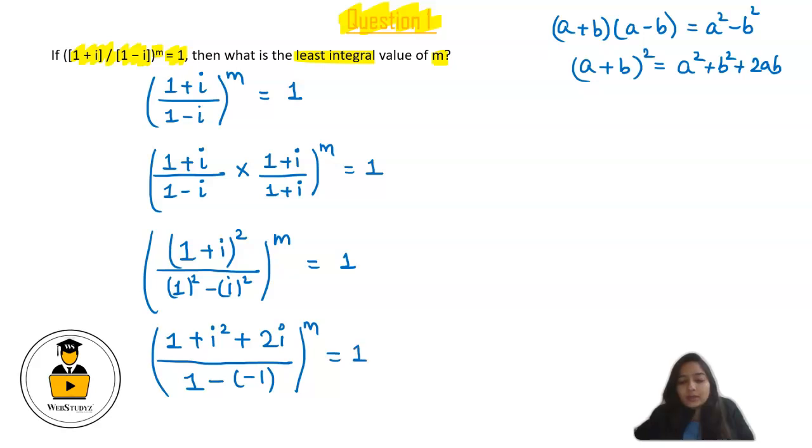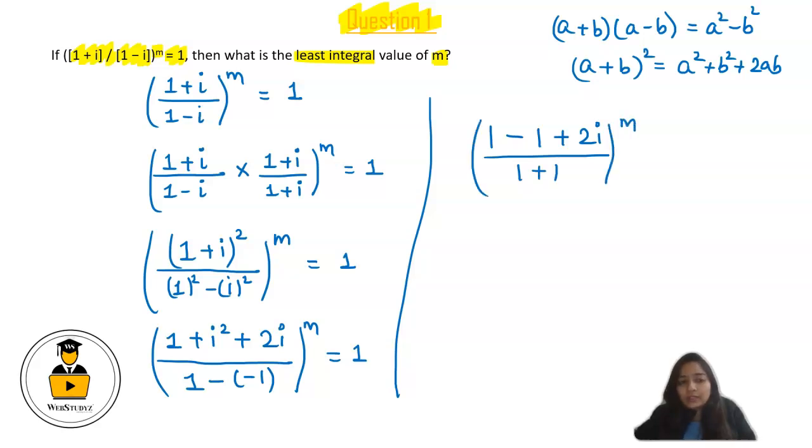Here we have 1, and iota square is minus 1, plus 2 iota. In the denominator we have 1 plus 1, and the whole is raised to the power m, equal to 1. So 1 minus 1 gets cancelled. We have 2 iota divided by 2, whole raised to the power m, equal to 1. The 2 gets cancelled. Iota raised to the power m is equal to 1.